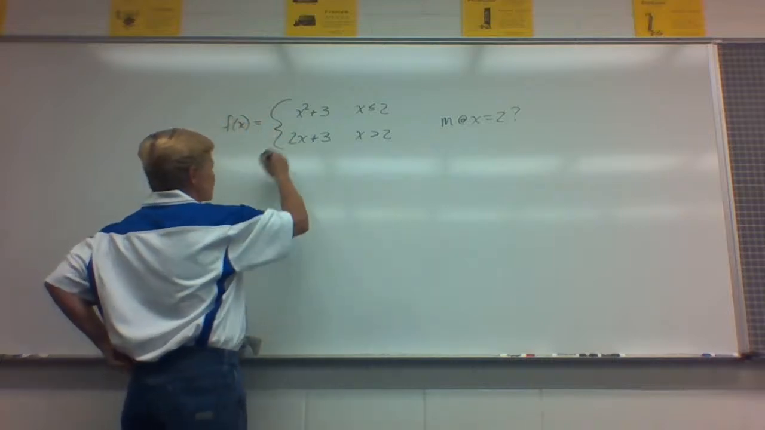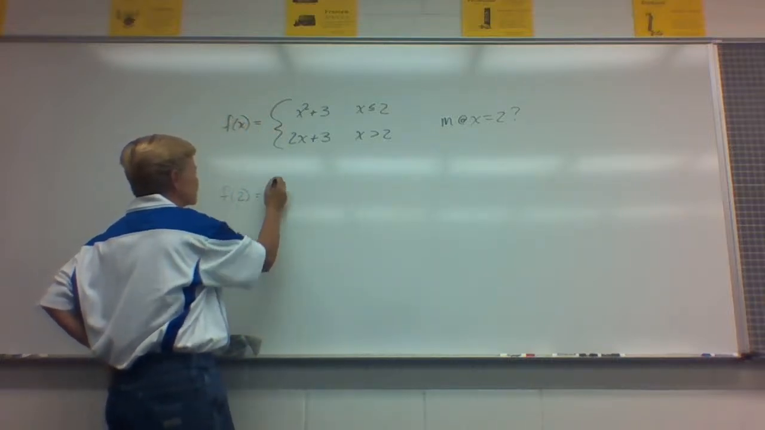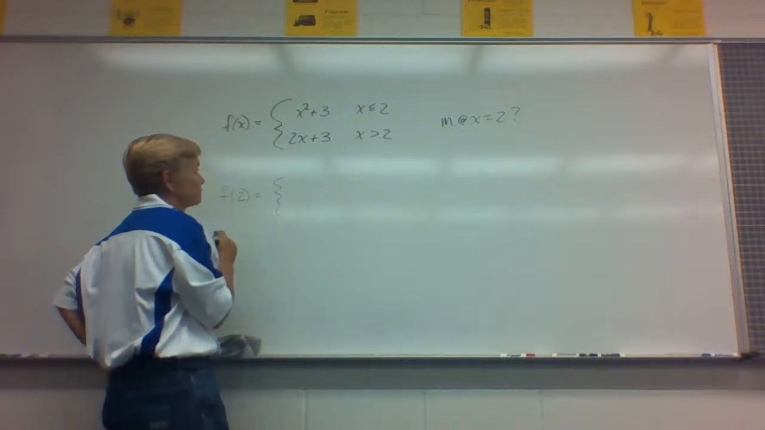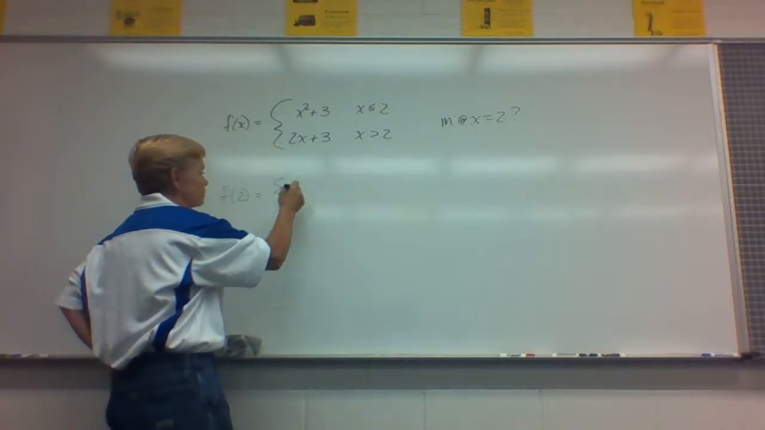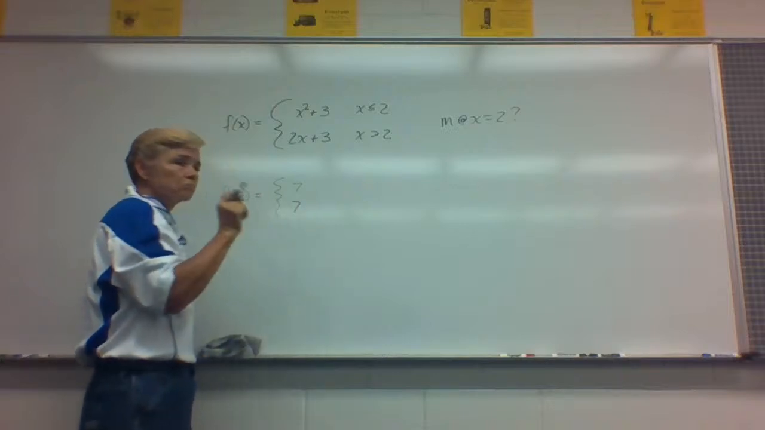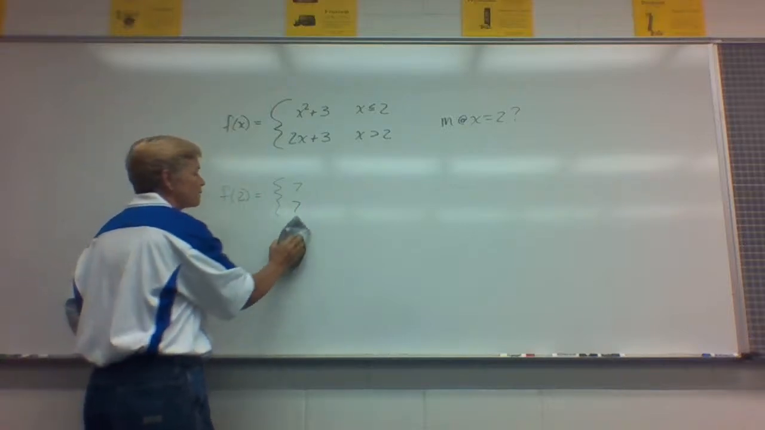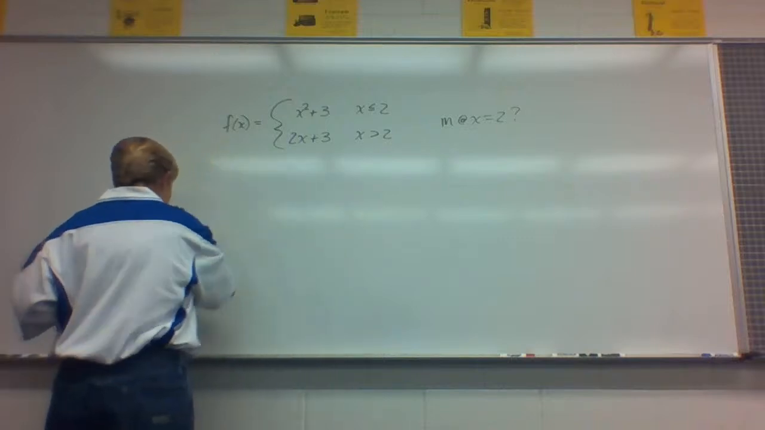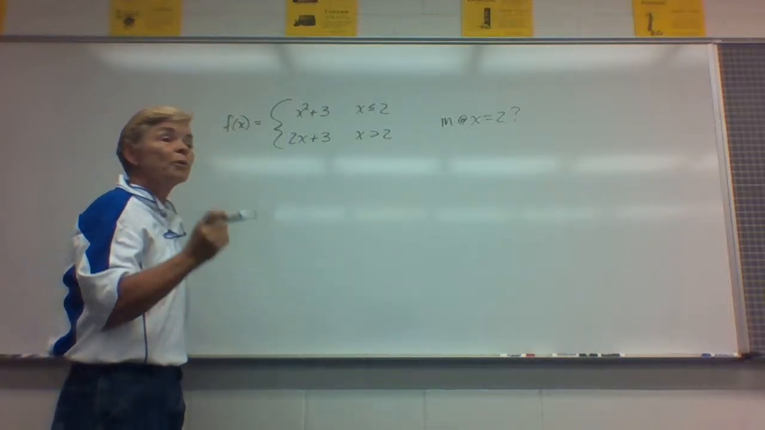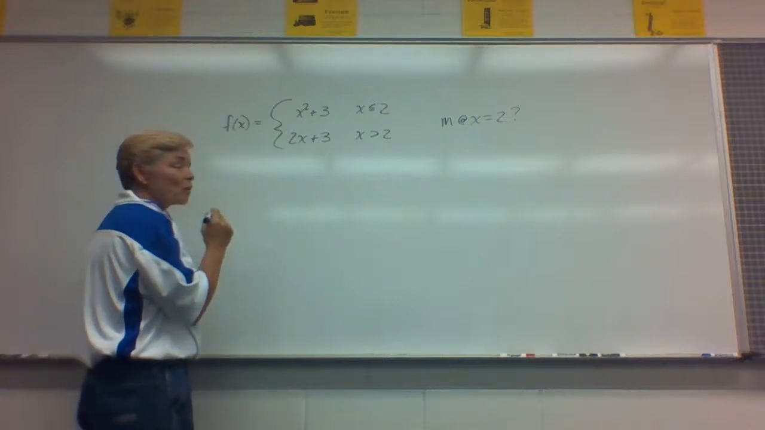So what is the function's value at x equals 2? What is it in the first one? 7. What is it in the second one? 7. Check. Continuous. Does that mean that there's a slope there? No. Not necessarily. So now we have to find the slope of both. It would be really handy to have a slope generator here. But we have to do it for both.